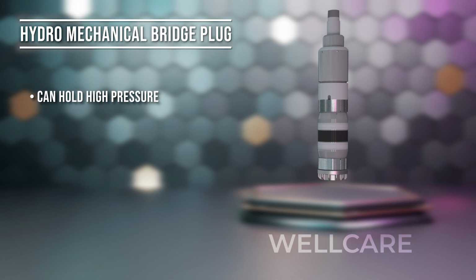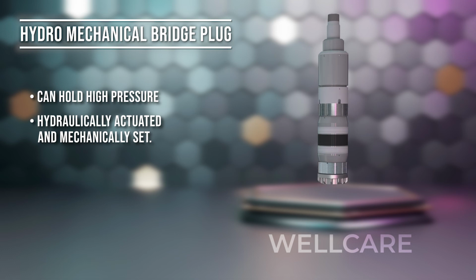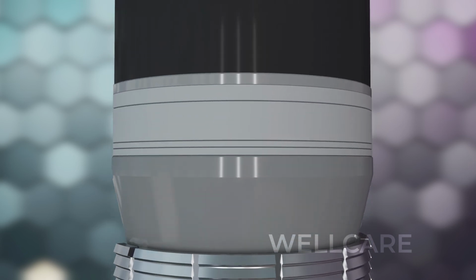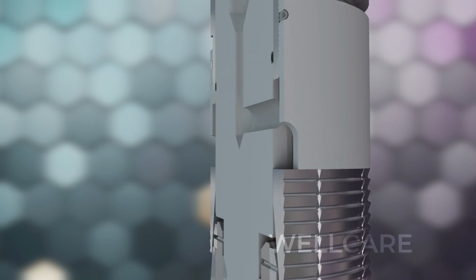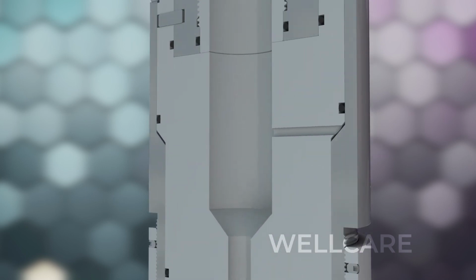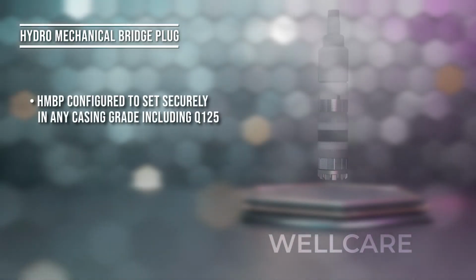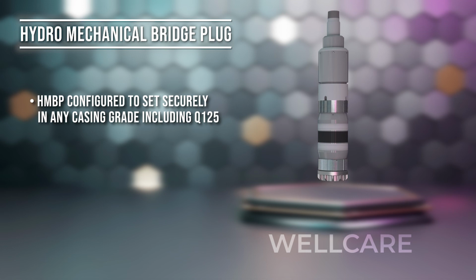This tool can hold high pressure, is hydraulically actuated and mechanically set. Wellcare Oil Tools Hydromechanical Bridge Plug can be used for temporary or permanent plugging and abandonment. The setting mechanism and control are contained in the bridge plug, removing the need for additional setting equipment. HMBP is configured to set securely in any casing grade, including Q125.